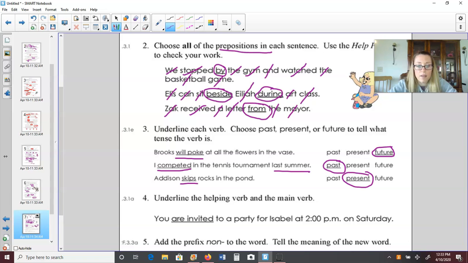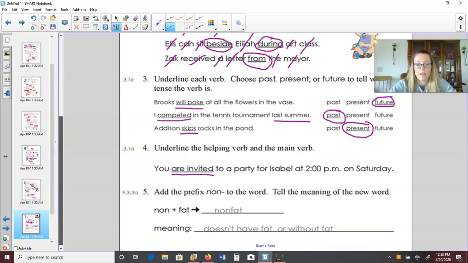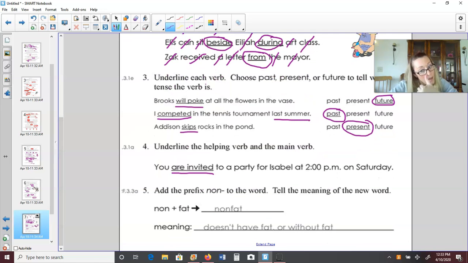Number 4, underline the helping verb and the main verb. You are invited to a party for Isabel at 2:00 p.m. on Saturday. Helping verb is are. Main verb is invited. Are invited.